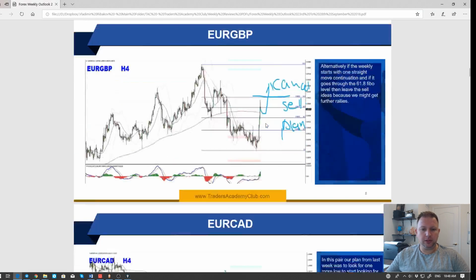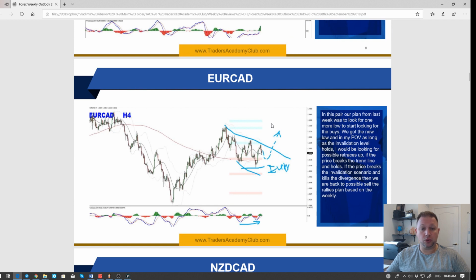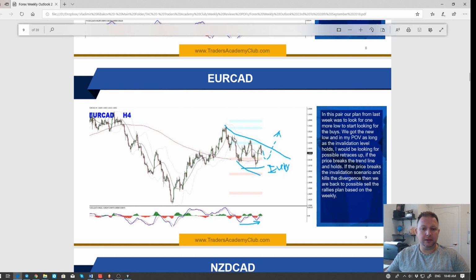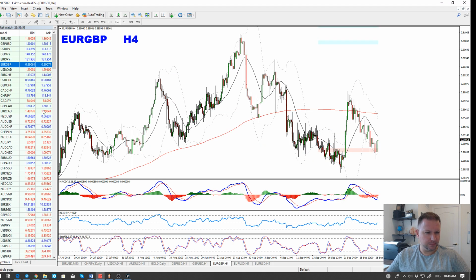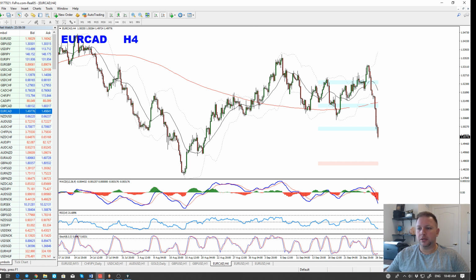The next one on the list is also a euro pair, but it's the EURCAD this time. We wanted to see a rally, pretty much to the previous tops right here, to the same zone. Where is that? Here, EURCAD. So we got the rally as we wanted, pretty much to the same top, and now look what happens.